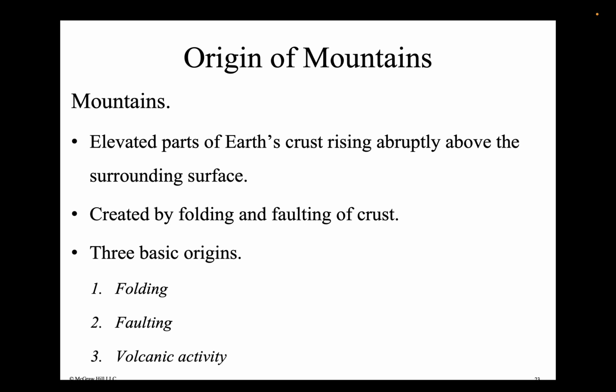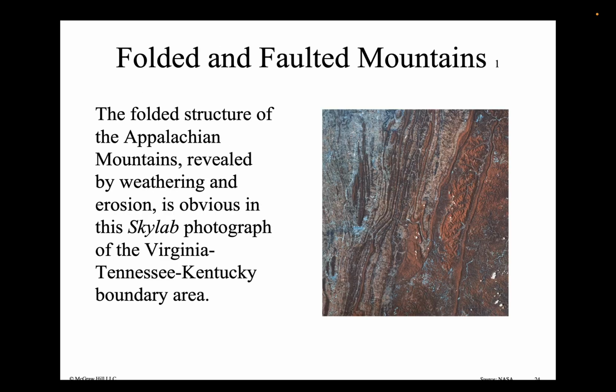Faulting can cause the origin of a mountain as well, like I showed you in that picture, where there is the fault surface, one wall will grow over the other essentially. But volcanic activity can also create mountains. Most of the mountains do not occur alone. They usually occur in chains or belts, which is a group of mountains essentially.